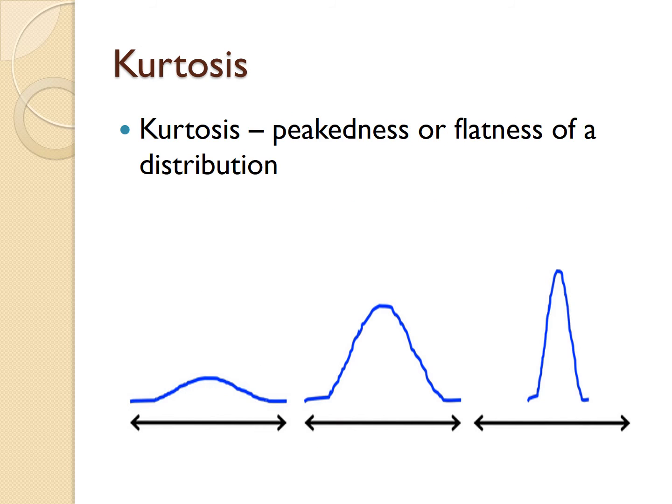Kurtosis measures peakedness or flatness of a distribution. A peaked distribution shows lots of the samples are very similar, and a flat distribution shows that samples are spread out.